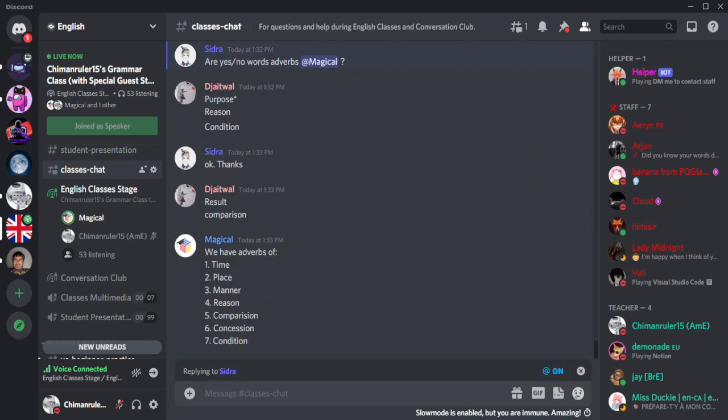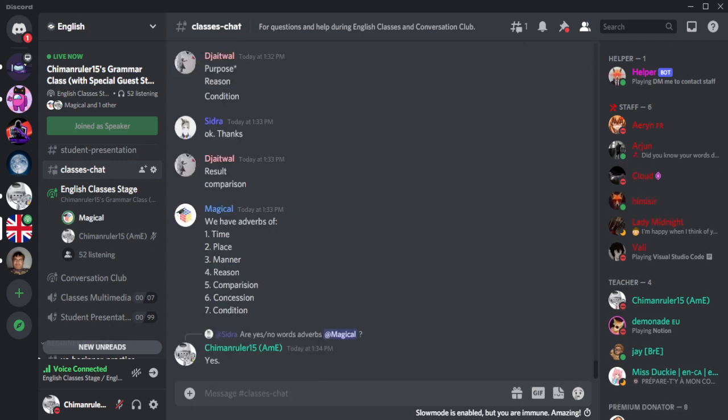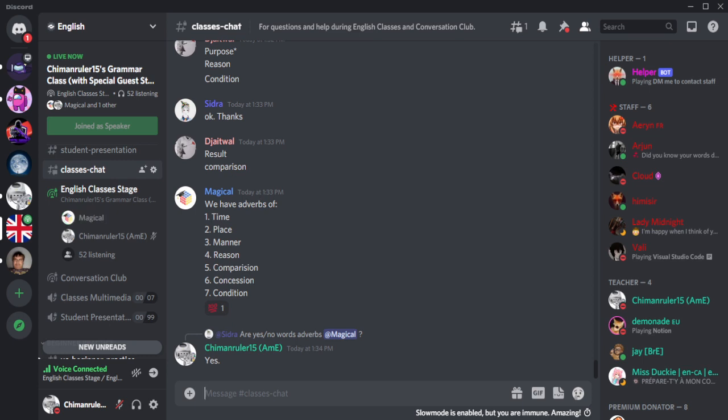And right now we are going to talk about adverb clauses. So you see, we have time, place, manner, reason, comparison. These are for adverbs themselves. But the last one, condition, it is for adverbial clauses.